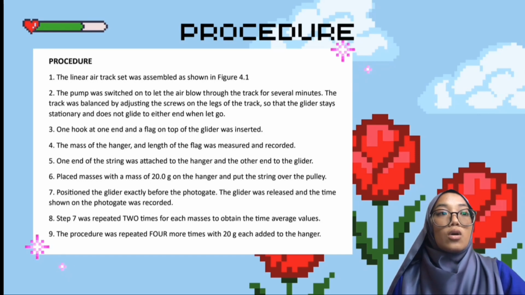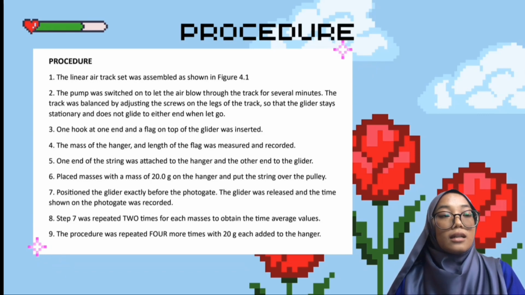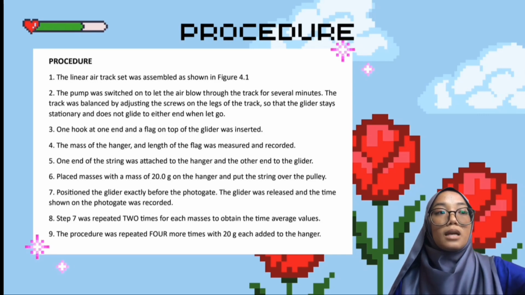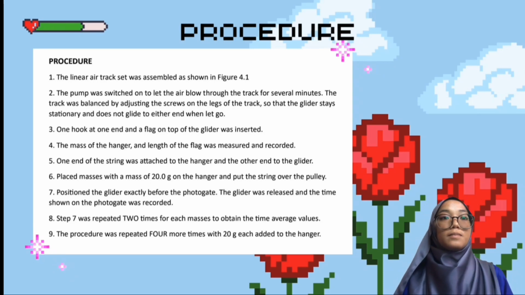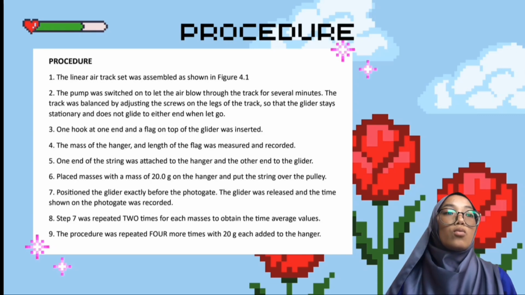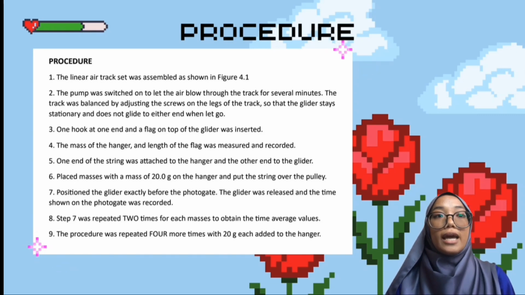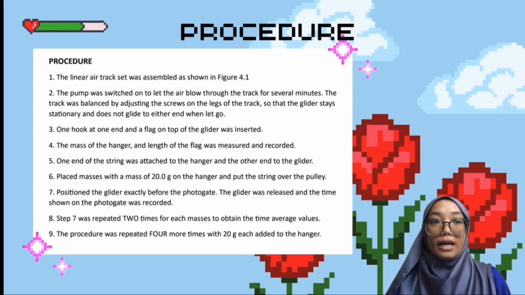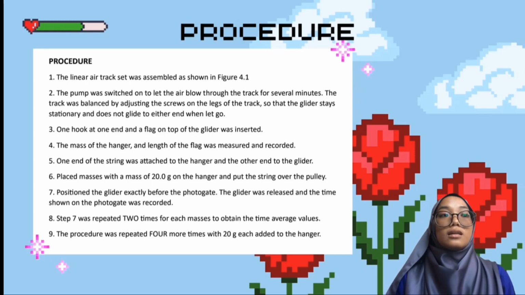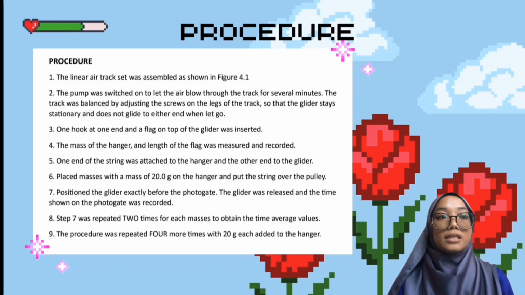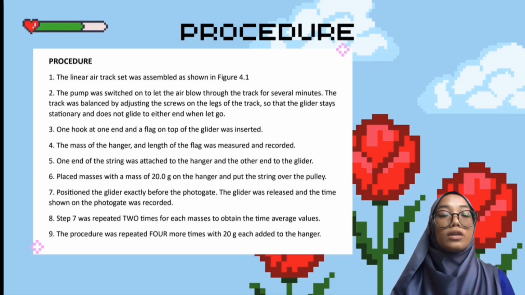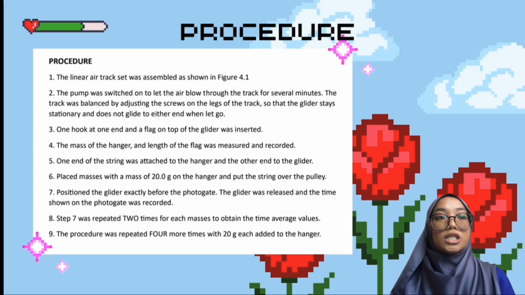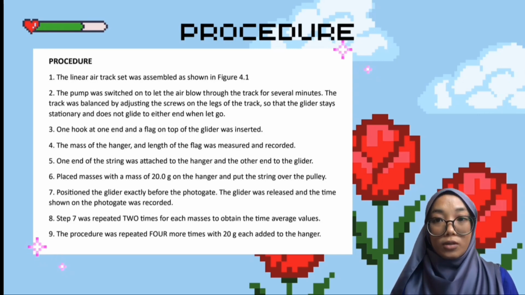The third one, a hook at one end and a flag on top of the glider was inserted. The fourth one, the mass of the hanger and length of the flag was measured and recorded. The fifth one, one end of the string was attached to the hanger and the other end to the glider. The sixth one, masses with a mass of 20 grams were placed on the hanger and the string was put over the pulley. Seventh, position the glider exactly before the photo gate.